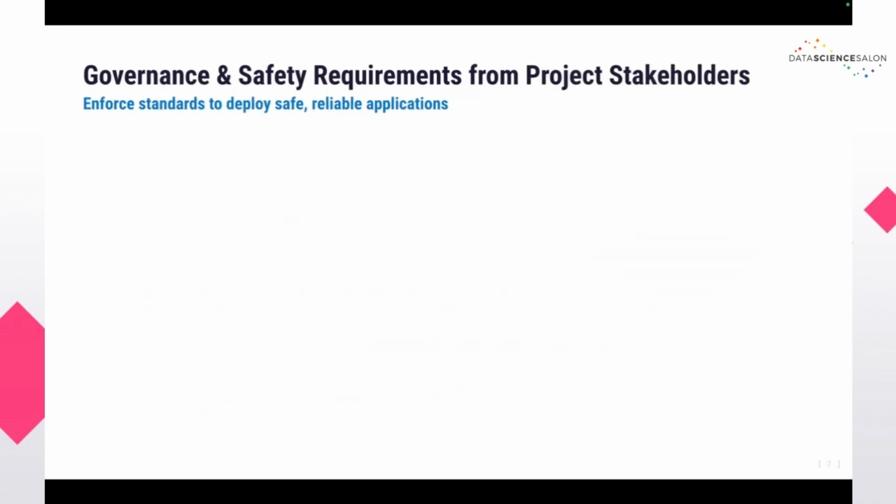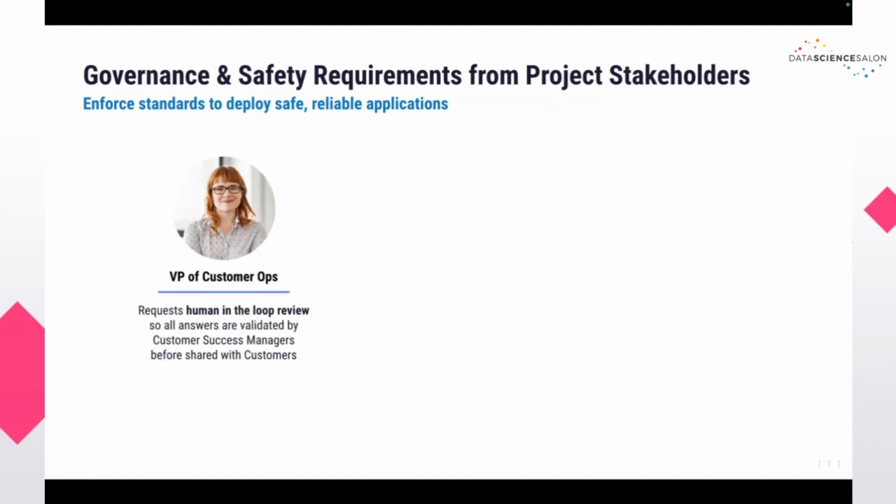And after we shared this with the project stakeholders, we immediately got some feedback of how can we enforce standards to deploy this generative AI application in a safe and reliable way. So to start, the VP of Customer Ops requested that we have some sort of human in the loop validation. If we're going to use this LLM to generate some answers, let's make sure that those answers are validated by our customer success managers before we go and share it with our customers.